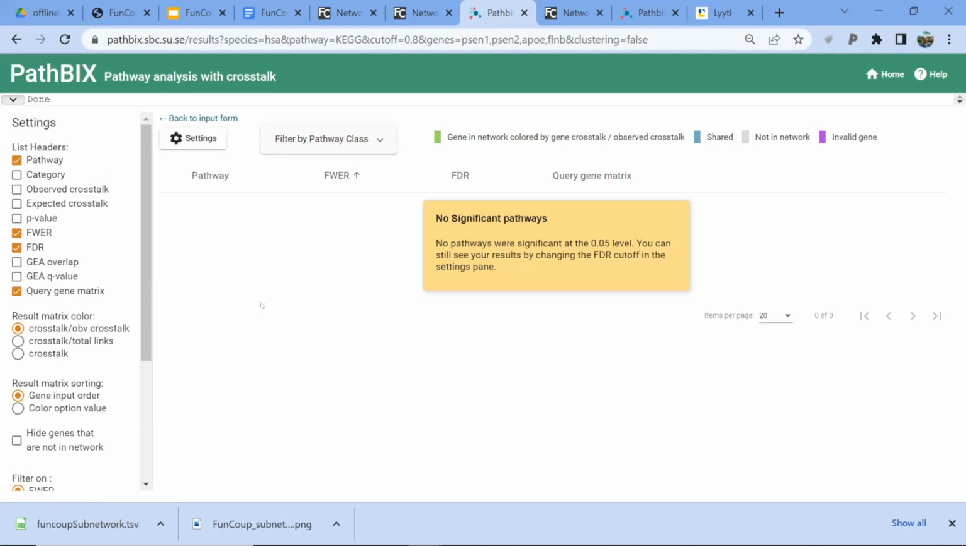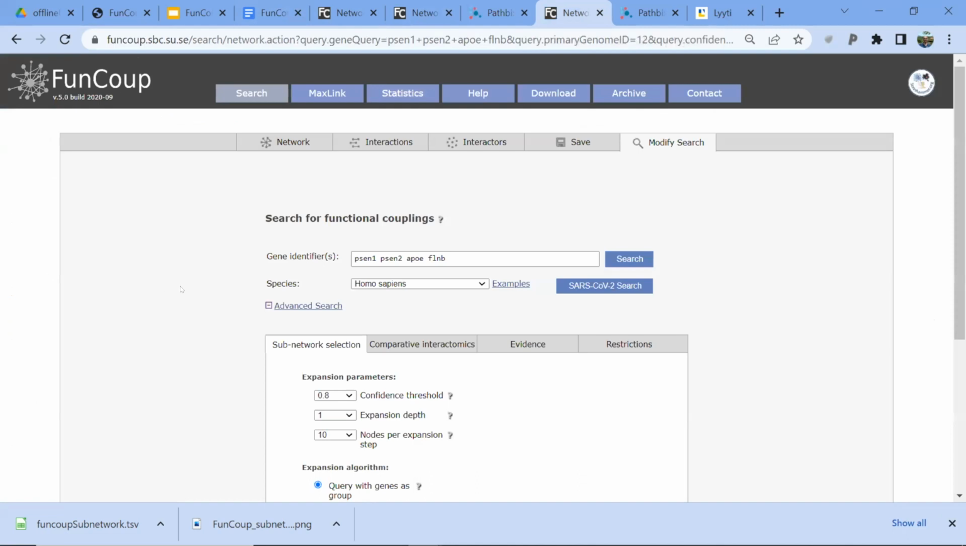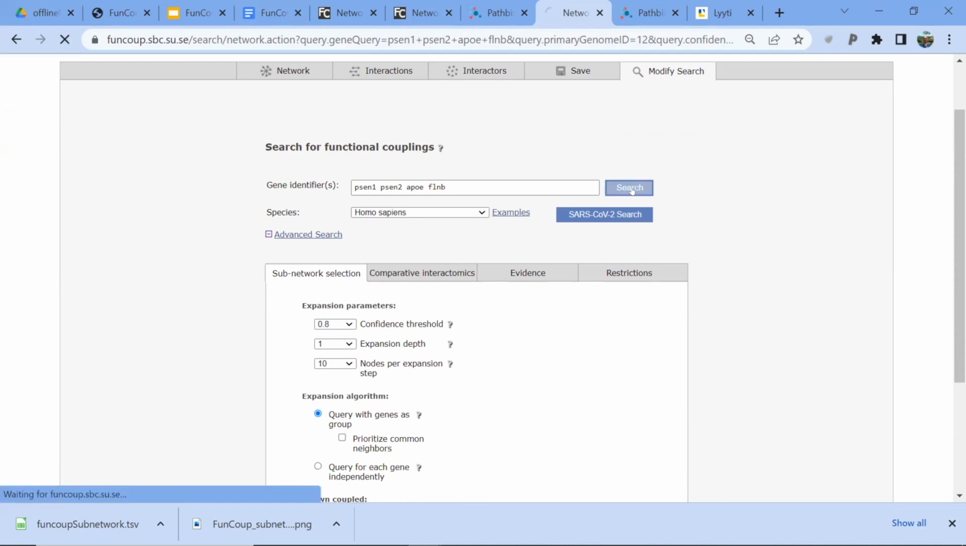So you get, I mean, even though it doesn't require overlap, there are also not enough interactions with such a small set. So then we can use FunCoup to extend the query set. So then I pick here the expansion depth 1 instead of 0, and do this, I think. It shouldn't take more than a second or two.